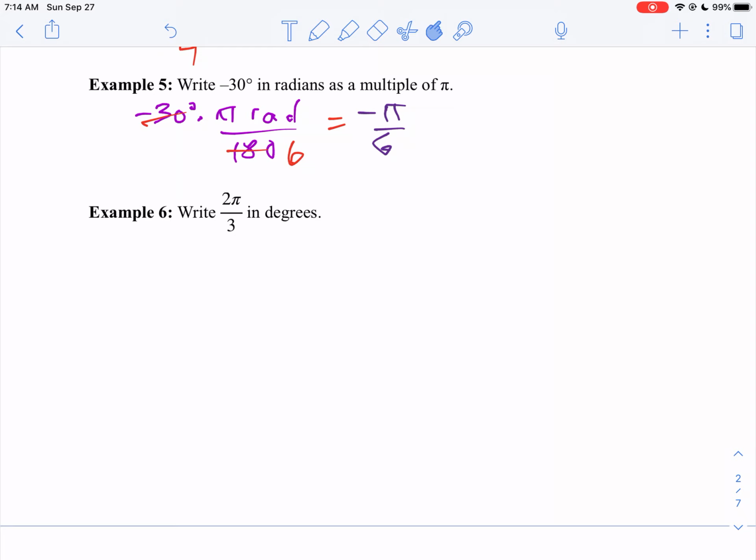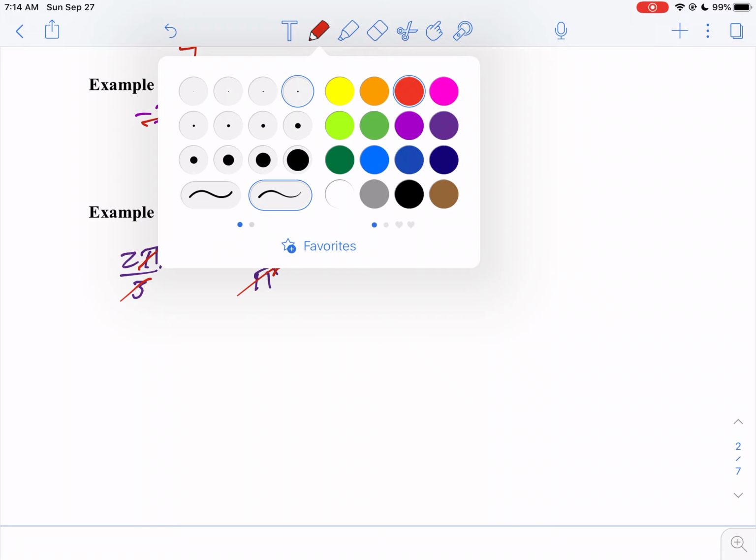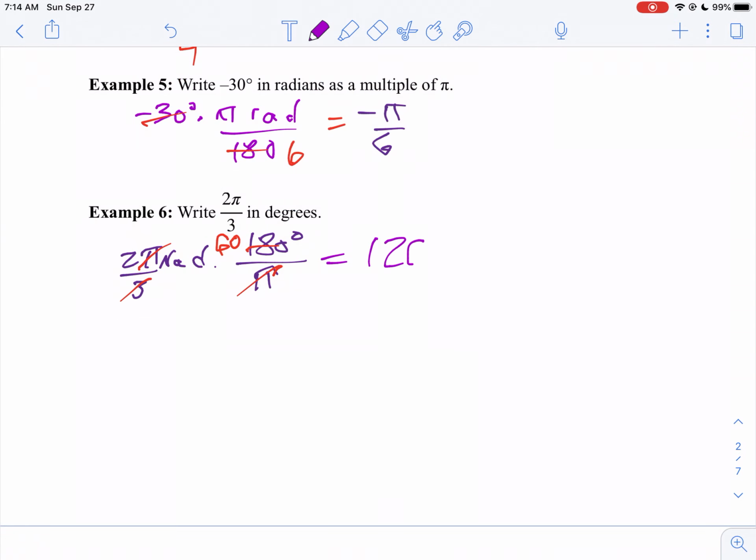Now let's go backwards. Let's say you have 2 pi over 3 radians. I want to write that in degrees. So we have 2 pi over 3 radians times, I want my answer in degrees, so now I'm going to say 180 degrees divided by pi. Notice your pi's reduce. 3 goes into 180 60 times. 2 times 60 is 120 degrees.